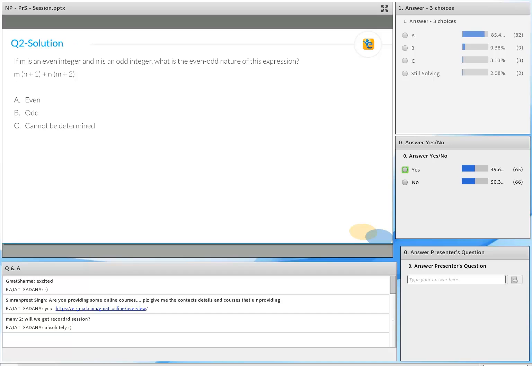Again, same drill. If m is an even integer and n is an odd integer, that information is given to you, and we need to figure out the even odd nature of this expression. So we take a look at this expression, and applying the information given in the question statement, we allocate the even odd nature of each of the terms in this expression. M is even, we write even under it. N is odd, odd. 1 is odd, we write down odd there, and so on and so forth.